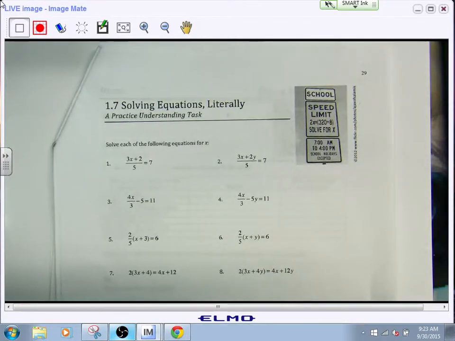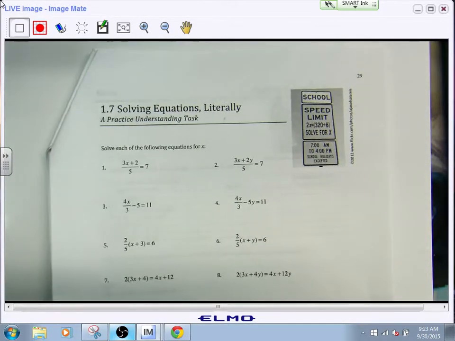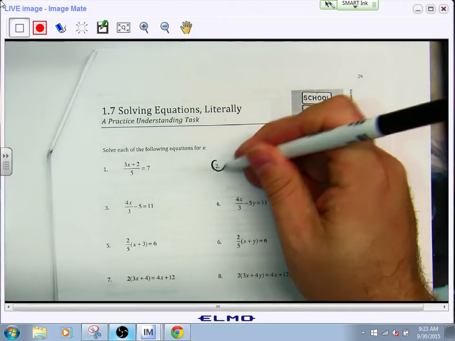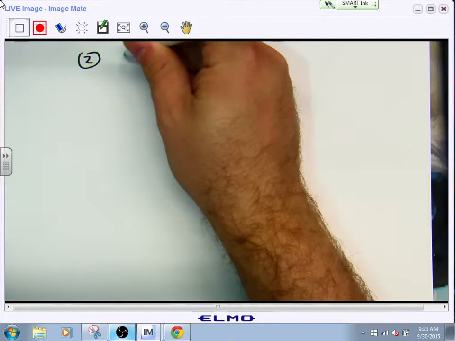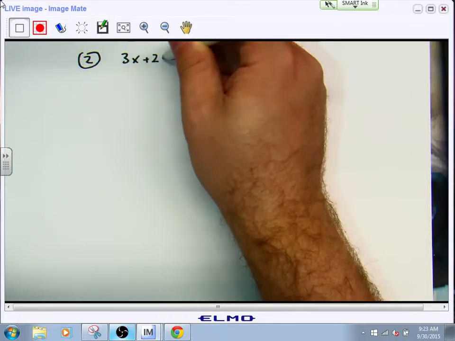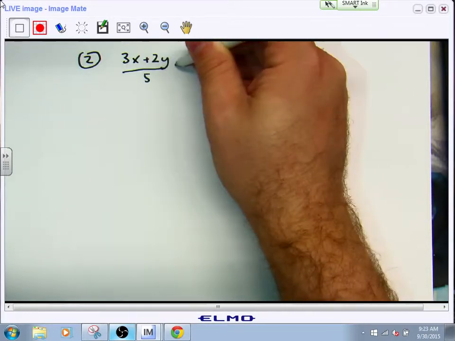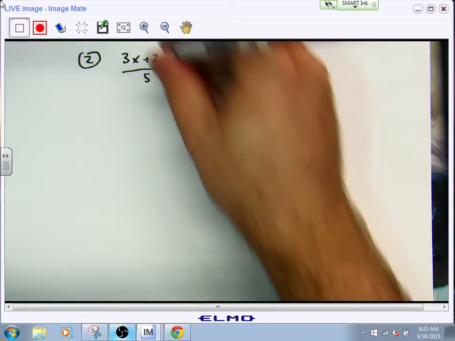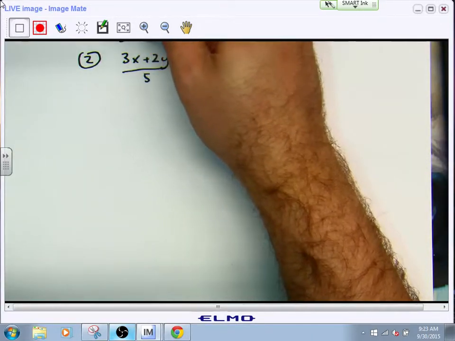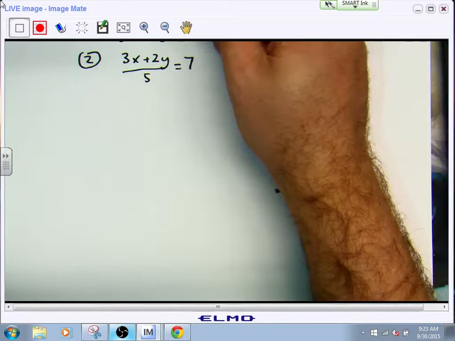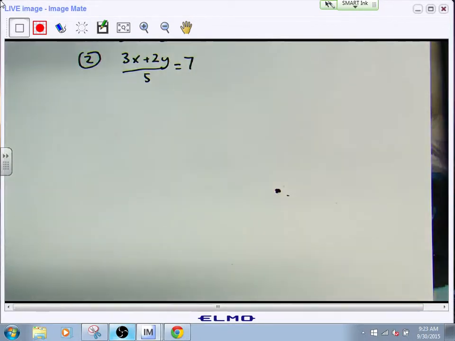So we'll start with 1.7. I want to look at, in this case, we'll start with problem 2. Problem 2 I'll do for you here. It says 3x plus 2y all over 5 equals 7. And we're asked to solve for x. Okay? We're asked to solve this for x.